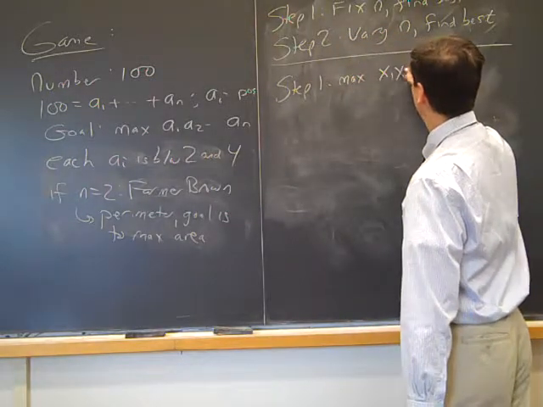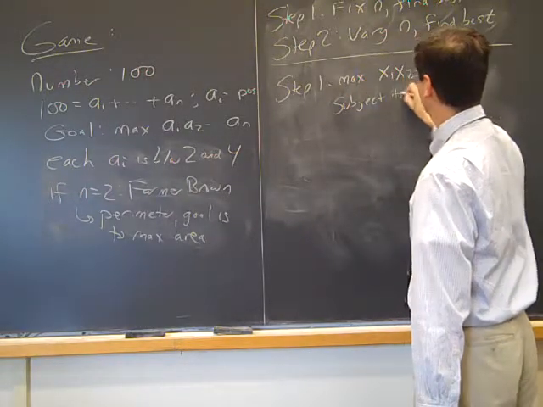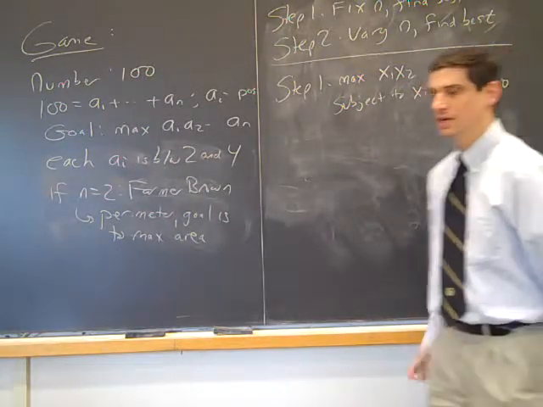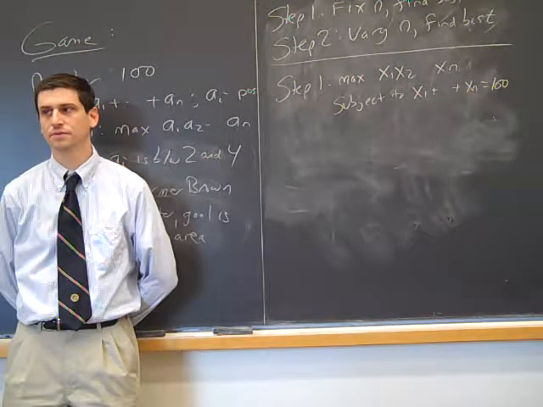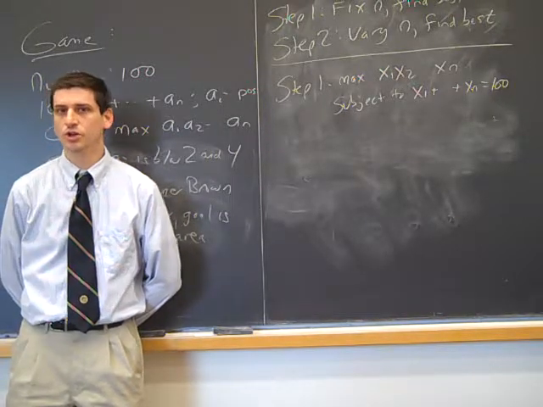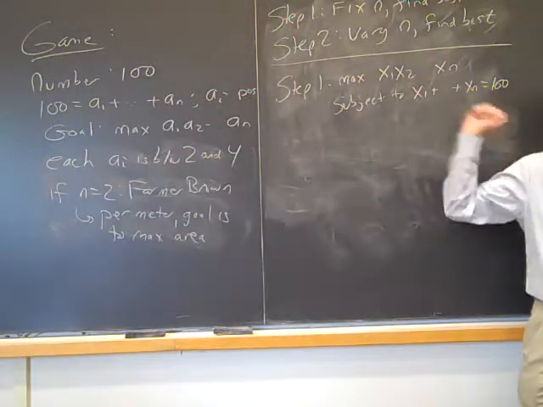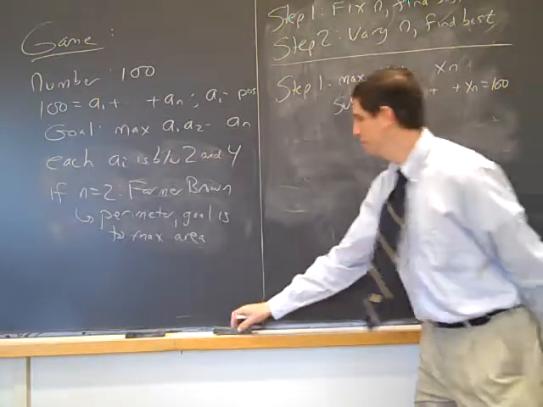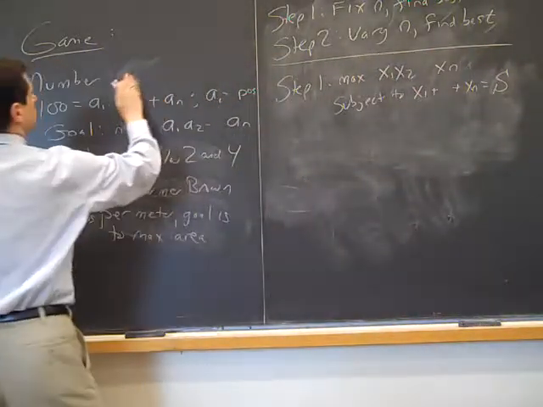So here is step 1. Maximize x1 times x2 through xn subject to x1 plus through xn equals 100. Is there anything special about the number 100? I can do this for a more general number. Do you want me to just keep doing it for 100 and then at the end of the day we can say 100 equals s? Or do you want me to just put an s right now? Put an s. Okay, we'll put in an s here, and an s here.